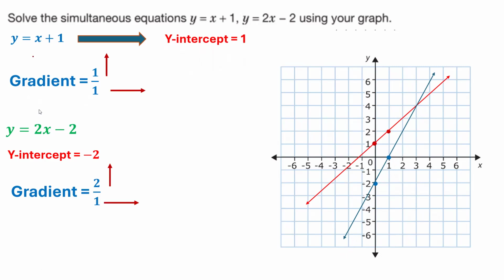Like the previous example, exactly, it is the point here, which is 3 and 4. So I solved this graphically using 2 ways, one using the table of values and the other one using the rise over the run and the y-intercept. I hope you understand this well. Thank you.